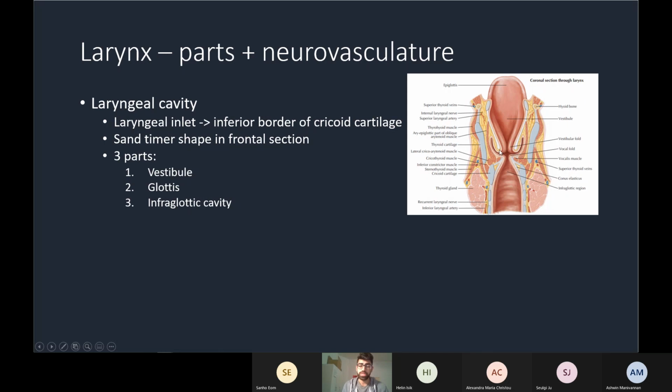In children or infants, they have this laryngeal saccule, which is the superior extension of the glottis. And then finally, we have the infraglottic cavity, which is everything below, basically, up until the trachea. So up until the inferior caudal border of the cricoid cartilage is the infraglottic cavity.